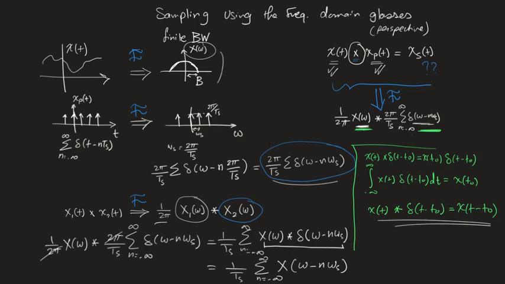Okay? So let's try to do this together. So we continue with what we reached so far, which is our Xs of omega, the sampled signal. Sorry, can you go back to the last line? I want the answer.